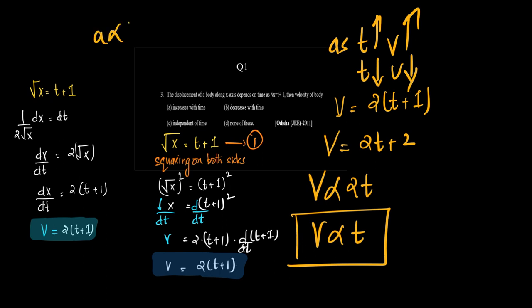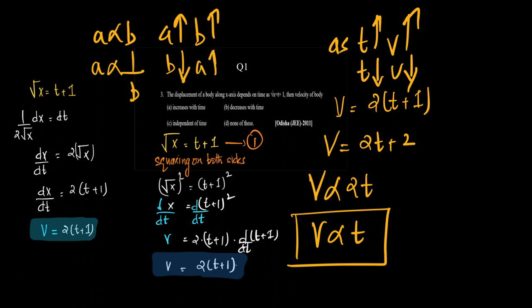So if a is proportional to b, it simply means that any increase in a is associated with the increase in b. And if a is inversely proportional to b, it means that any decrease in b results in an increasing a, and any increasing b results in a decreasing a.